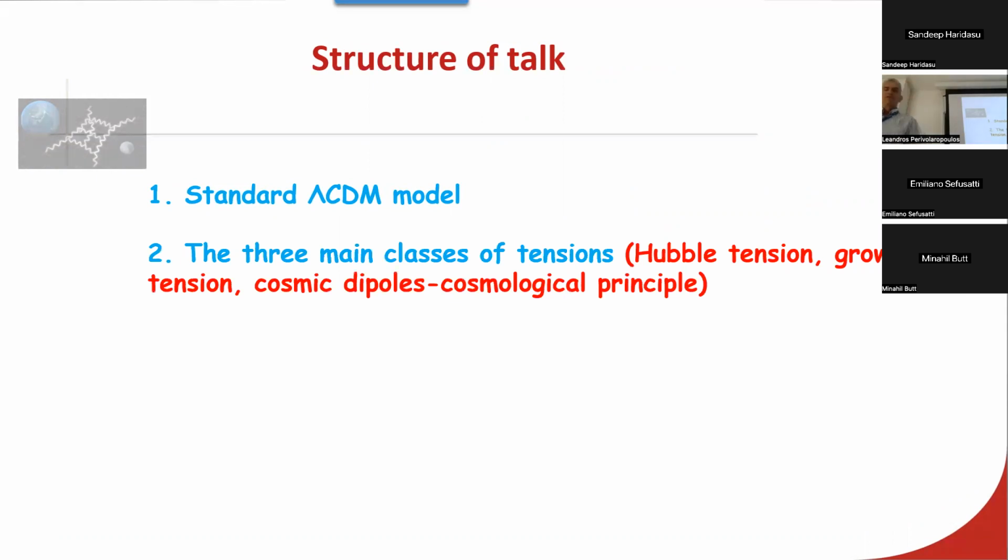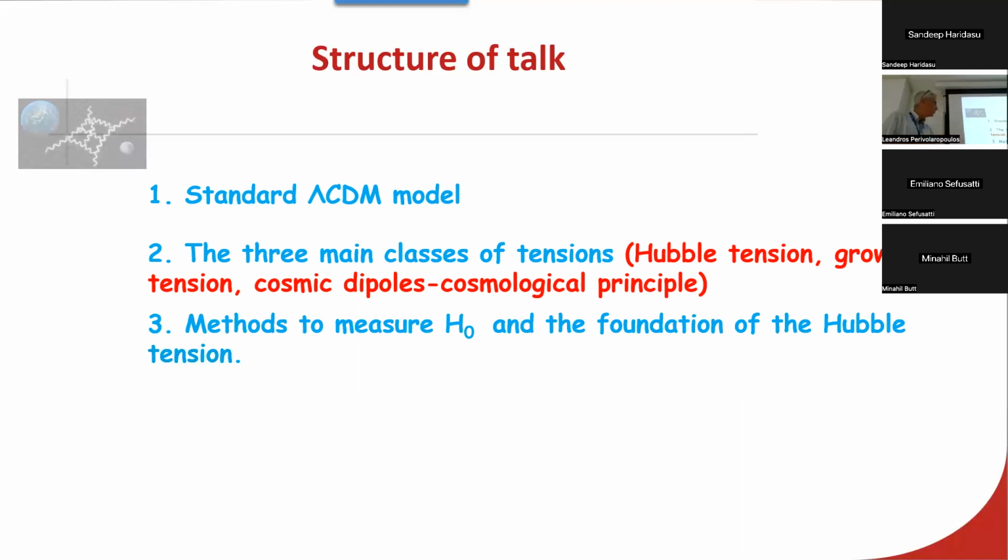Then I will briefly discuss there are many tensions, of course, in the standard model. I will try to focus and discuss briefly the three, what I consider, and most people actually, the main tensions of the standard model, which is the Hubble tension, the so-called growth tension, and the cosmological principle cosmic dipole tension, which seems to put some constraints, introduce some possibilities for new physics coming through this into a new model possible.